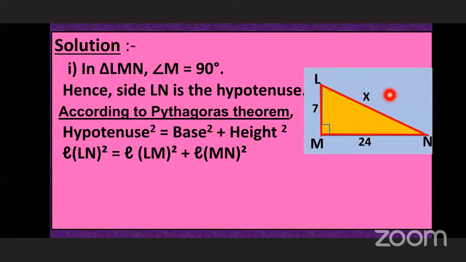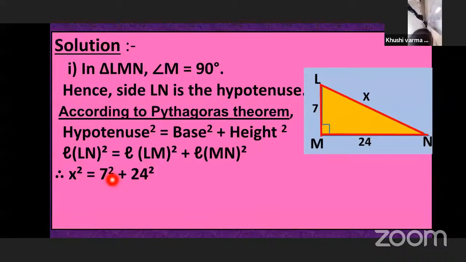X. Very good. Somebody was saying 7 and immediately you rectified yourself. Very good, that means you are attentive. So it is x square equals 7 square plus 24 square. Listen carefully, children. The square of 7 is 49.